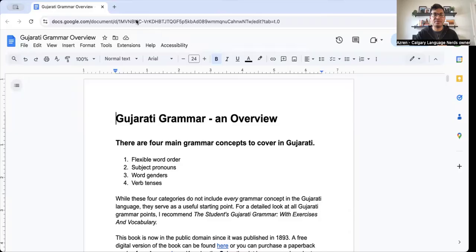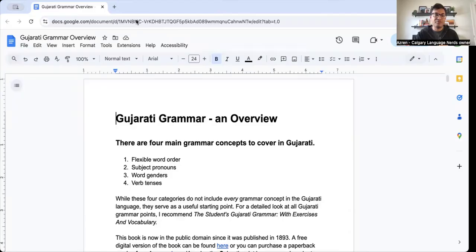I found a document on my computer that I made like 2 years ago, something like that, and in it I do an overview of Gujarati grammar. And I thought to myself, wow, this would be great to share with others. So I'll share my screen and let's dive right in.